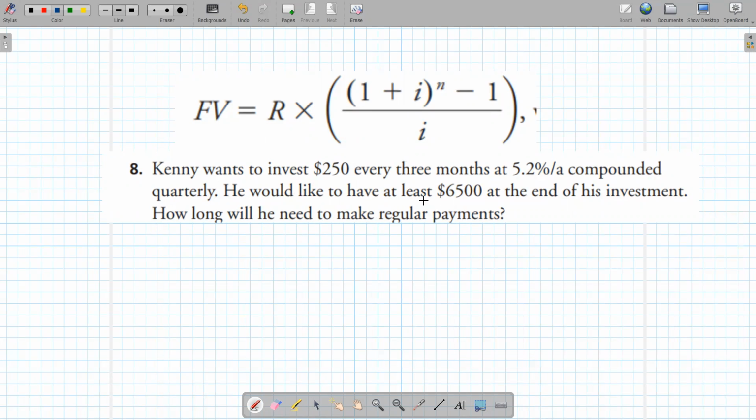This person would want at least 6,500 at the end of his investment. So that's future value? That is 100% future value. He would want this at the end, after a couple of years. So we know future value is that. What else do we know? R is 250. R is 250, yes.